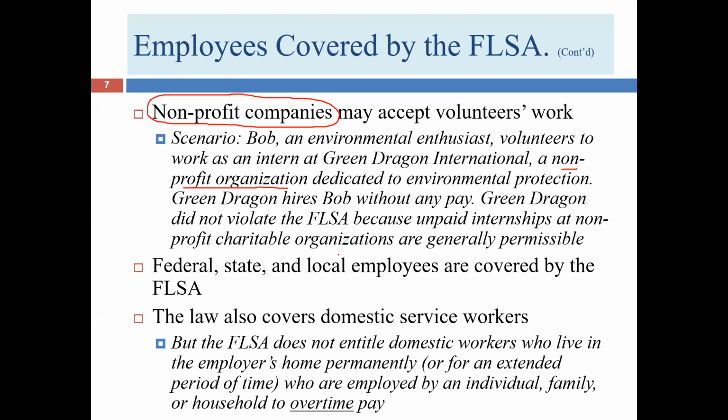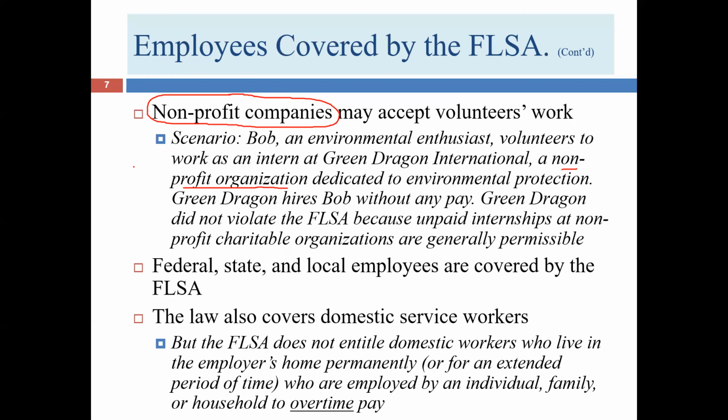Now, what Green Dragon can't do is hire Bob and pay Bob, say $10 an hour, and then also let Bob volunteer for Green Dragon at other hours. So saying, okay, Bob, you work 40 hours a week for us at $10 an hour, so we're going to pay you $400 a week. But we'd also like for you to work 10 extra hours on Saturday, and that will be for free.